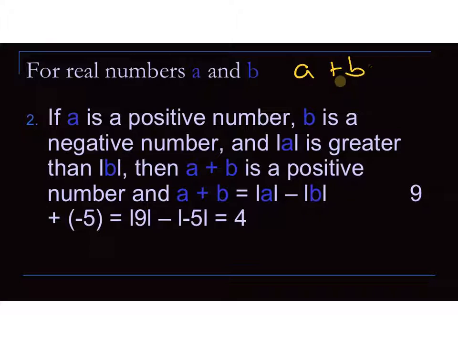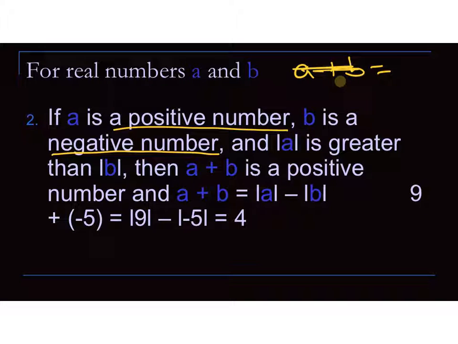If A is a positive number and B is a positive number, I don't need to teach you that rule, right? That's like saying 5 plus 3. You understand that that's going to be a positive number. The same rule applies to negative numbers. It's going to be a negative number. We just add them together. But this is a different situation. This says that one of them is a positive number and one of them is a negative number.